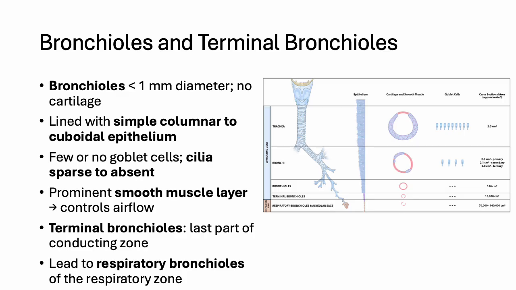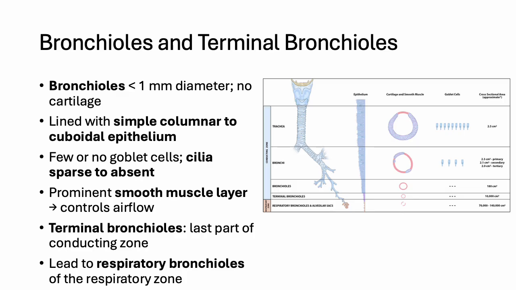Unlike bronchi, bronchioles lack cartilage, making them more flexible but also more prone to constriction or obstruction, as seen in conditions like asthma. The epithelium in bronchioles changes from ciliated pseudostratified columnar to simple columnar and eventually into simple cuboidal in the smallest bronchioles. Goblet cells are reduced or absent. Cilia become sparse and may disappear altogether in the terminal bronchioles, limiting mucus clearance in these regions. Despite this, bronchioles play a critical role in airflow regulation thanks to their thick layers of smooth muscle.